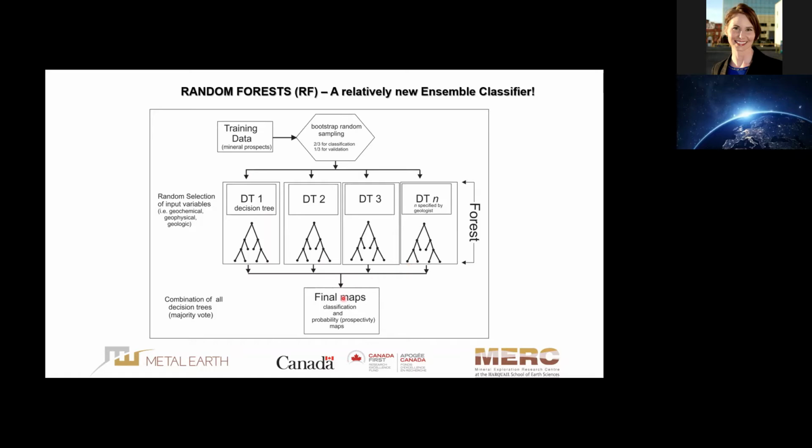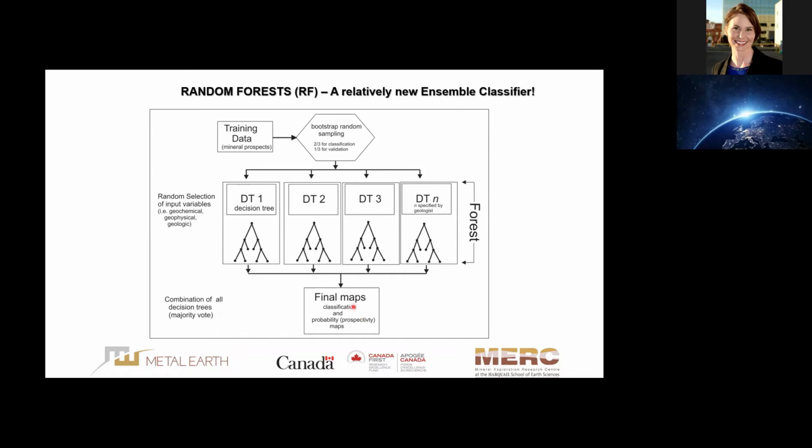And then what we do, to reduce the variance of our models, is we combine all our decision trees together and take a majority vote. So on a pixel basis, if that pixel says this was predicted as a prospective zone, then it becomes a prospective zone. If it wasn't predicted as a prospective zone, then it becomes a non-prospective zone. So that's the way random forest works generally. It's a bit more complicated than I've described, but I think that description is probably okay for now.